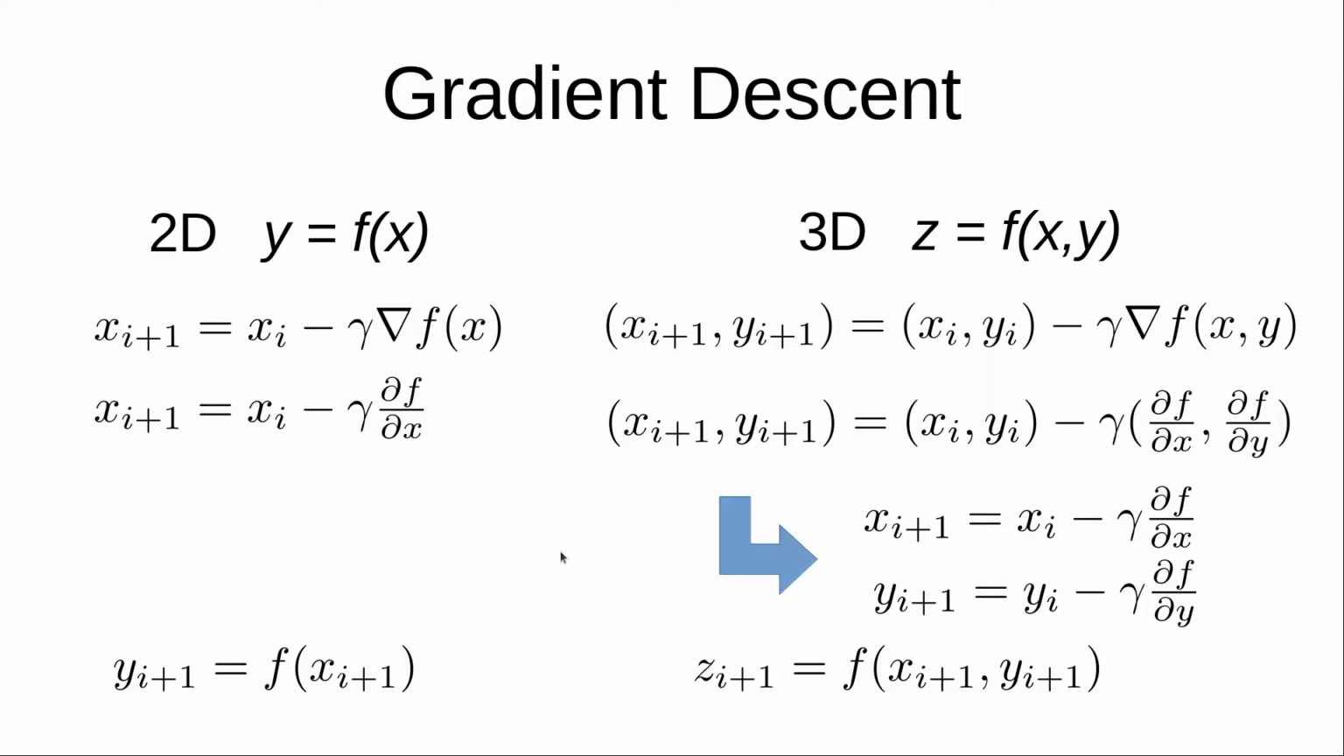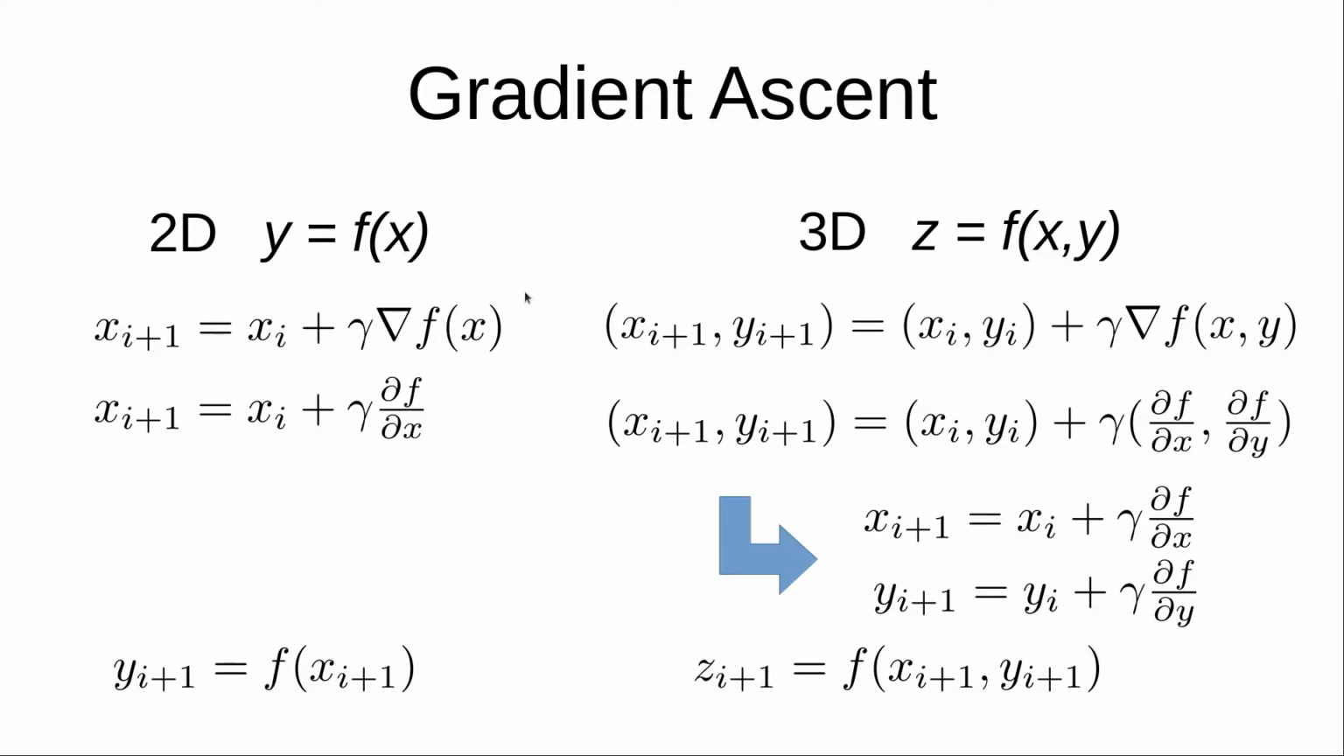Here are the gradient descent equations for 2D and 3D. The only difference for gradient ascent is that we add in pluses where there were minuses. Here in the 3D case, we have some function z, which is a function of x and y, and now we have x and y coordinates that we're working with. Here i+1 indicates the next value, and i indicates the current value.